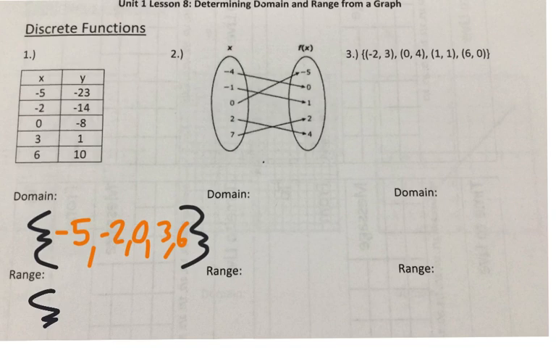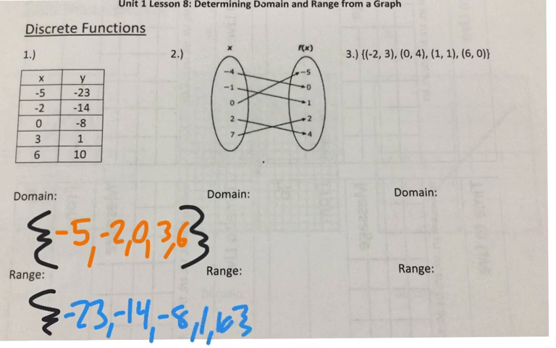Okay. The range is the list of all possible y values. Guess what? It needs to be listed in order from least to greatest. So what's the smallest element in the range? -14. Next, -8. Next, 1. Next, 10. Any questions about identifying domain and range of discrete functions?